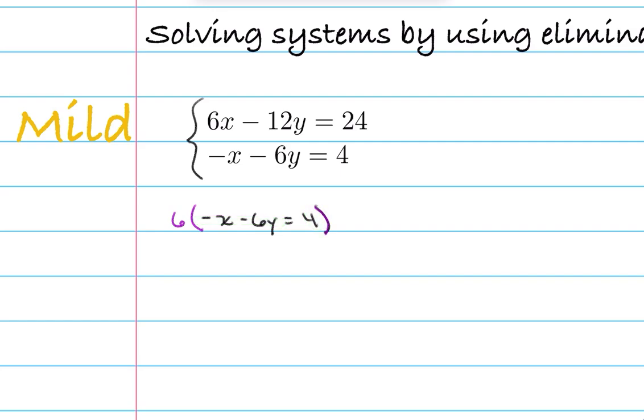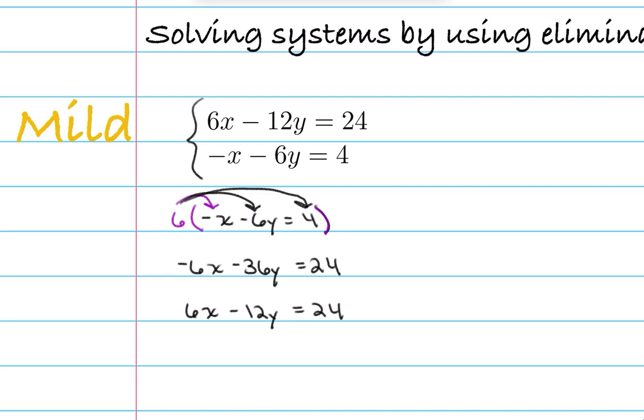Okay, so when I distribute, I'm going to get negative 6x. 6 times negative 6 is a negative 36y, and then 6 times the 4 equals 24. So this is me multiplying that bottom equation through by a 6. And then all I'm going to do is copy that first equation down. So I have 6x minus 12y equals 24.